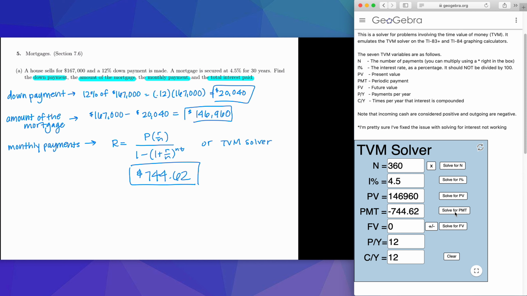Okay. And now this last one, the total interest paid. For total interest paid, I'll see how much over the amount of the mortgage I paid over that 30 years. So what did I pay? I had 360 payments of the 744.62. So this is the total paid for all the months.